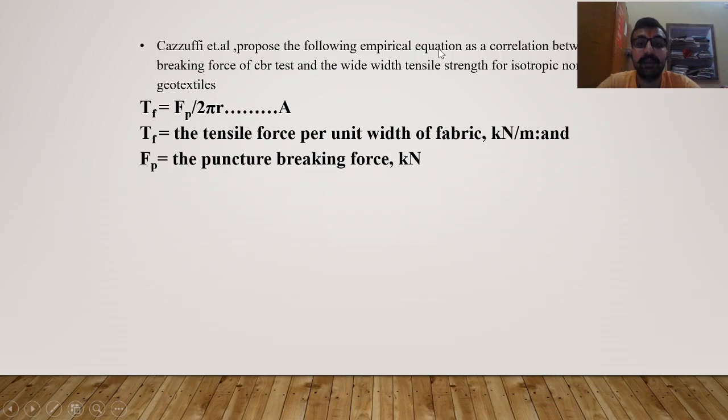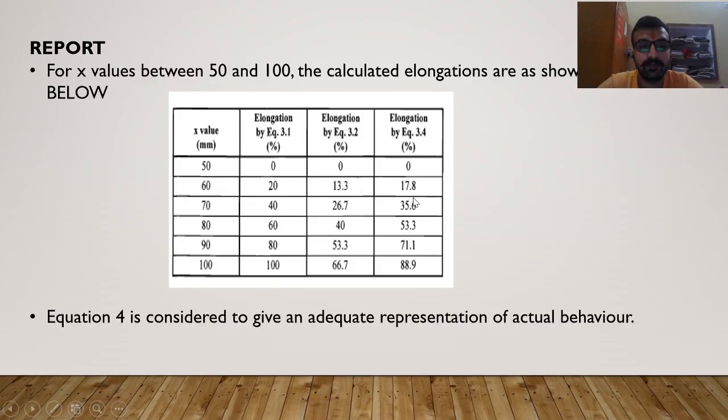Kojofi also proposed the following empirical equation as a correlation between the breaking force of the CBR test and the wide width tensile strength test, what we have conducted before, for isotropic non-woven geotextile. This is an empirical formula which is dependent upon the tensile force and the puncture breaking force. The very first equation has given this report, and the second one has accounted for this elongation, and by 3.4 we found this elongation. Equation number 4 is considered to give an adequate representation of actual behavior, as maximum elongation was being calculated with accuracy.